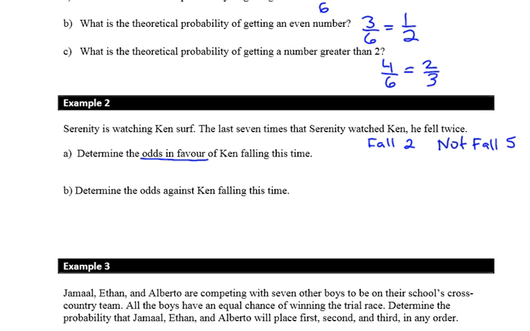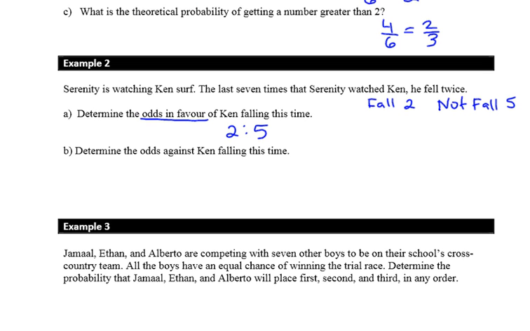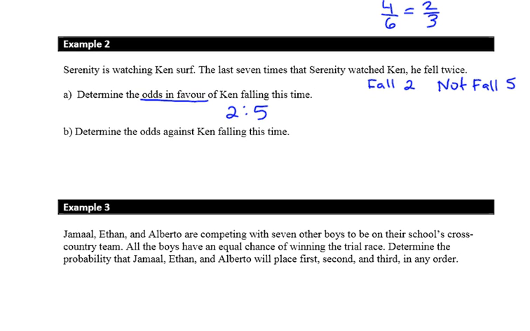Okay, so what's the odds in favor of falling? What would it be? 2 to 5. Remember, it's not your totals. This would be odds in favor of falling to odds of not falling. So what's his odds against falling? 5 to 2. It would never be a total. What page are we on? 23.